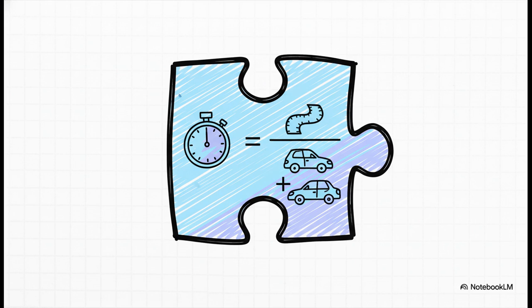The over 2 on both sides just cancels out. We do a quick rearrangement, and there we have it. t2 equals s divided by the sum of v1 plus v2. That's the second big piece of our puzzle. We are getting really close.